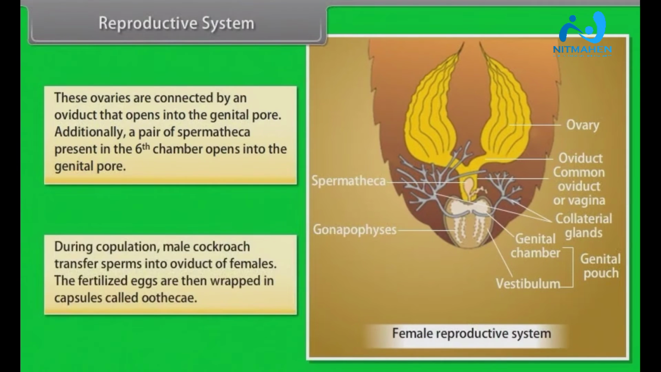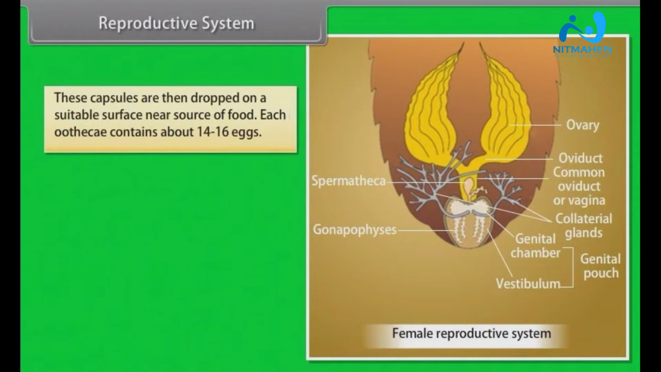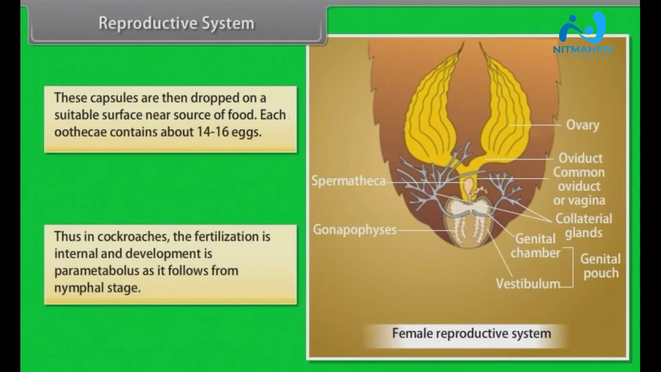During copulation, male cockroach transfers sperms into oviduct of females. The fertilized eggs are then wrapped in capsules called oothecae. These capsules are then dropped on a suitable surface near source of food. Each ootheca contains about 14 to 16 eggs. Thus, in cockroaches, the fertilization is internal and development is paurometabolous, as it follows from nymphal state.